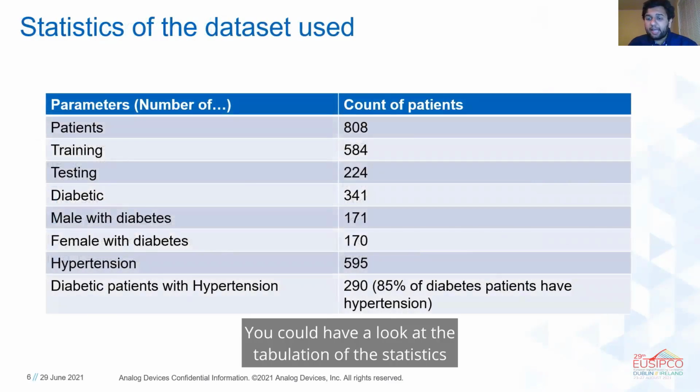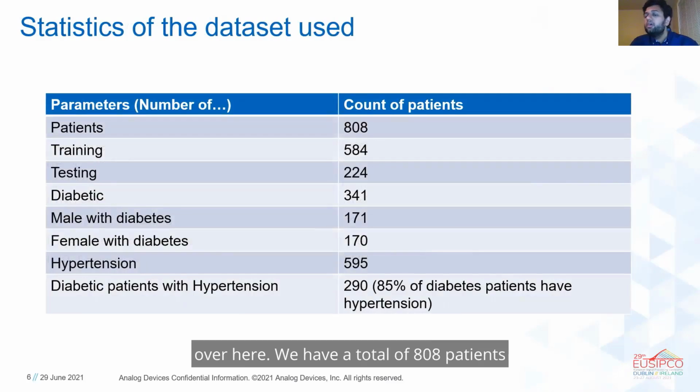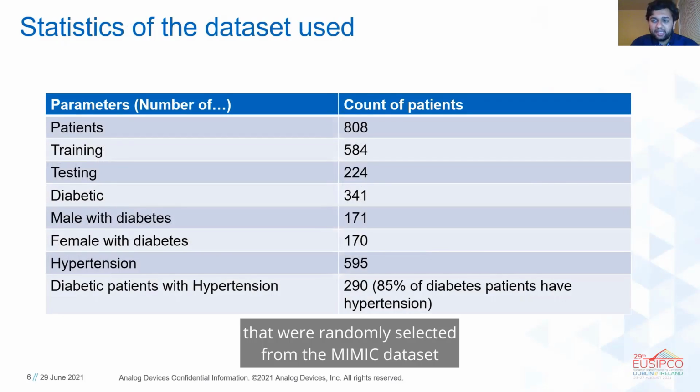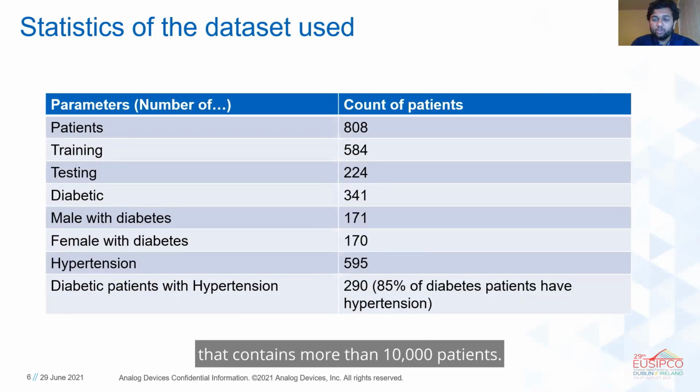You could have a look at the tabulation of the statistics over here. We have a total of 808 patients that were randomly selected from the MIMIC dataset that contains more than 10,000 patients. There are 584 patients put in training and 224 patients put in testing.